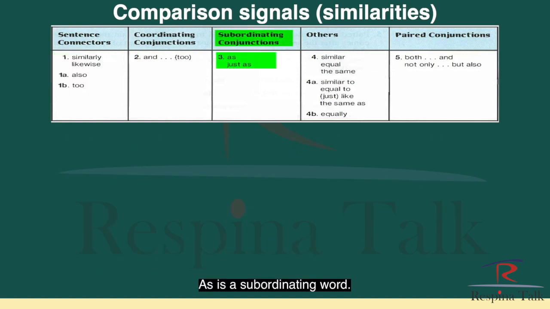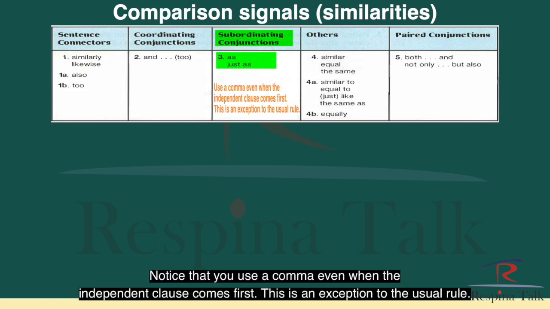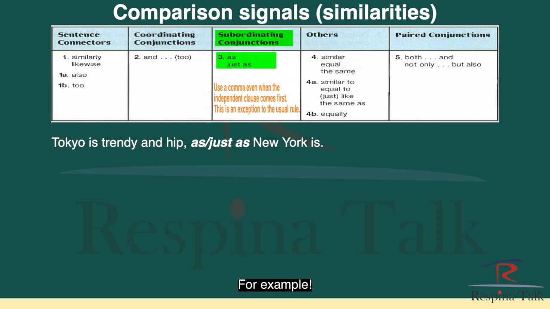As is a subordinating word. It begins a dependent clause. The word just makes it stronger. Notice that you use a comma even when the independent clause comes first. This is an exception to the usual rule. For example, Tokyo is trendy and hip, comma, as or just as New York is.